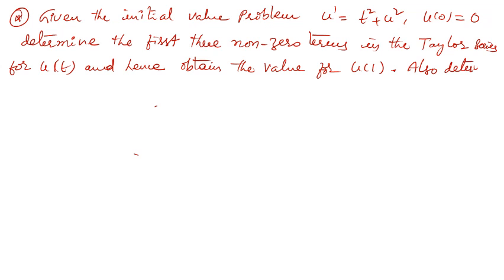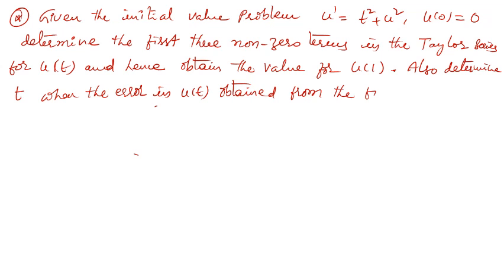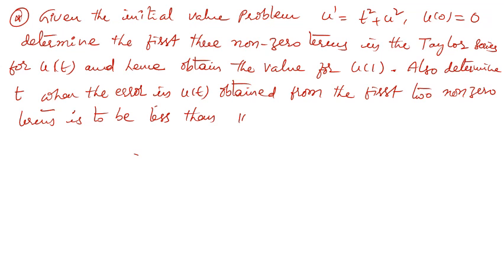Also determine t when the error in u of t obtained from the first two non-zero terms is to be less than 10 power minus 6 after rounding.